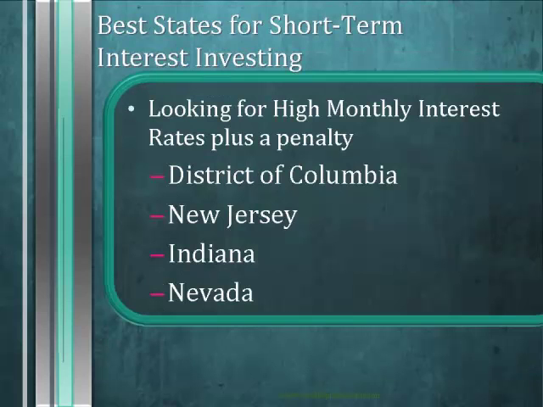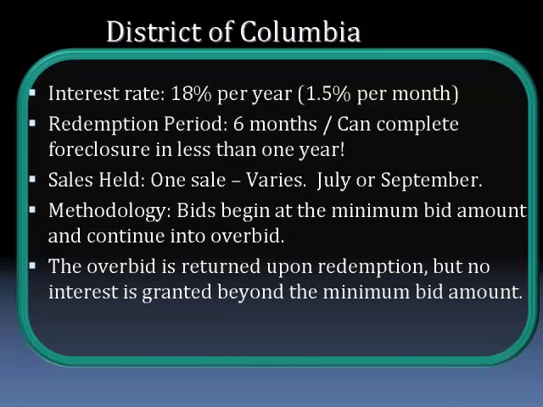So let's move into the short-term interest investing. What's good for short-term? D.C., New Jersey, we've got Indiana, we've got Nevada. So D.C., why District of Columbia? Why short-term for D.C.? Well, the reason why, if you remember from earlier, is that the redemption period can be 6 months. So here you've got a scenario where you're getting 18% a year in 6 months. So 18% a year in 6 months is really 36% a year. And it's also short term because here it's a very fast burn. You'll know within 6 months as to whether or not you're going to get the property. That's the longest that it's going to take.